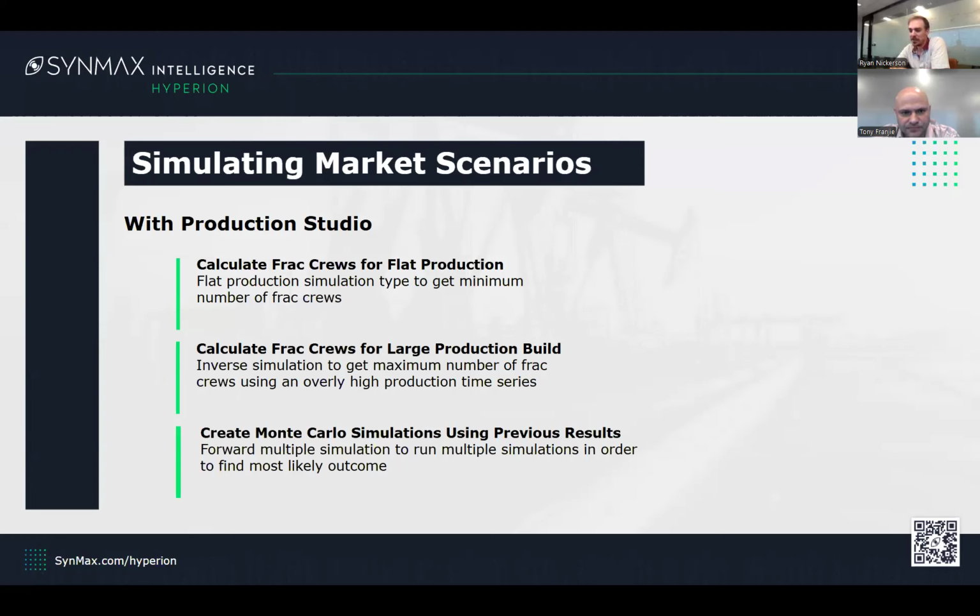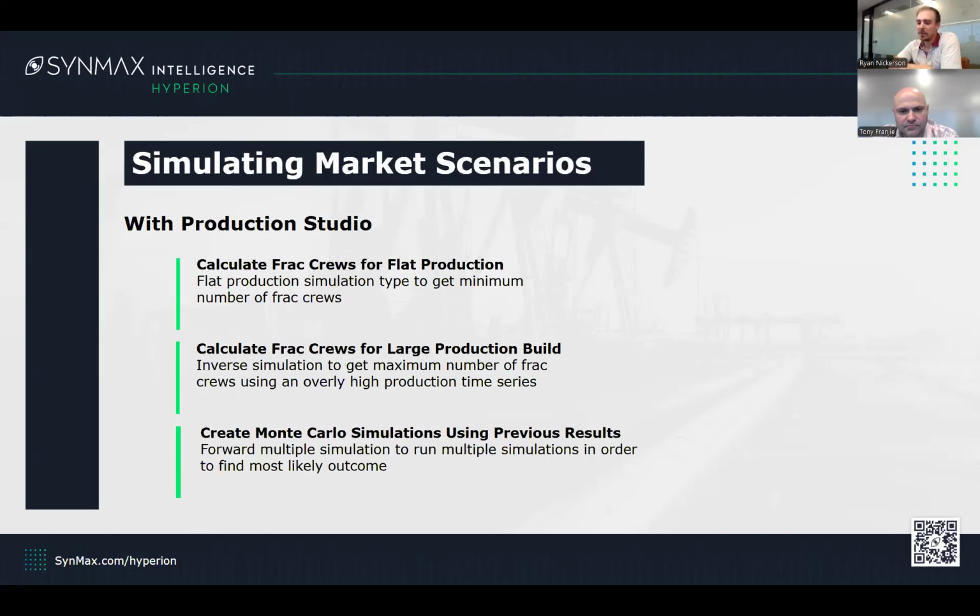In the first simulation, we're going to do the flat production, which is our baseline. We expect production in Haynesville, Louisiana to increase. So let's figure out our baseline flat production, how many frac crews to maintain flat as our minimum. Our second that we're going to run is simulating a large build in production using the inverse simulation. And we'll use that to get our maximum of active frac crews needed.